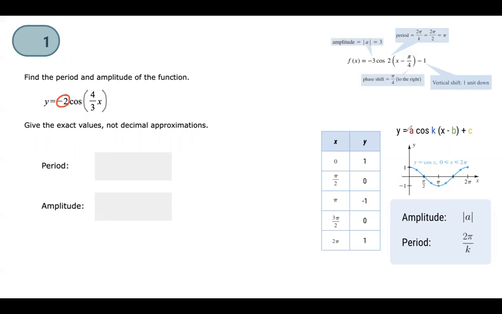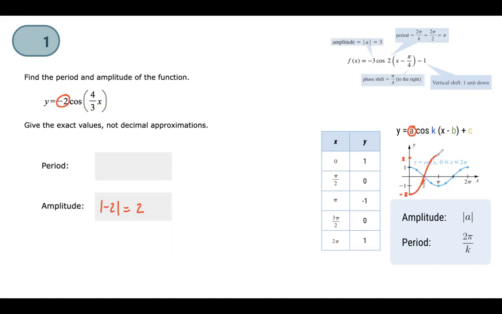This right here is called the A, and that will provide the amplitude, and the amplitude will be the absolute value of A. In this case, we're going to get the absolute value of -2, and the amplitude will be 2. What does that mean? It means that the maxima and minima of this graph will be 2 and -2. And because it is negative, it'll be reflected.